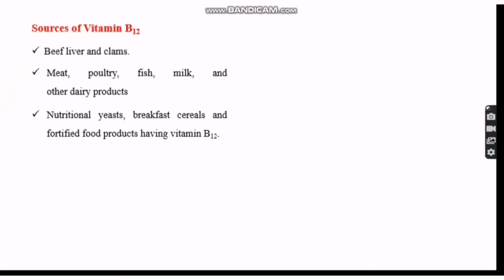Sources of vitamin B12. Vitamin B12 is present naturally in animal foods and as well as being added to fortified foods. However, plant foods lack vitamin B12. So plants do not contain vitamin B12, whereas animal derived foods are rich in vitamin B12.